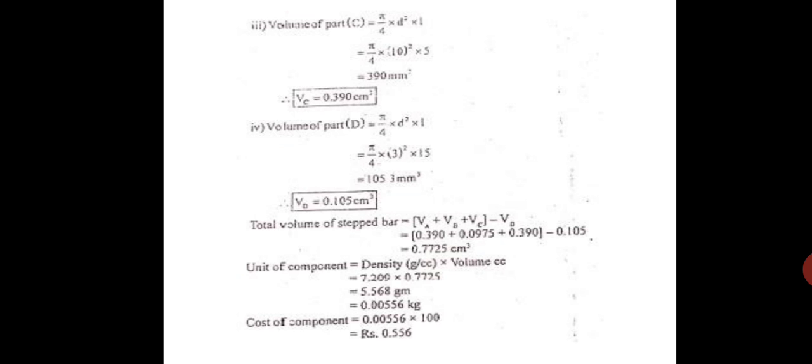So this way you can solve the problem. We find out the volume of various parts, part A, part B, part C, add them, and then deduct the volume of the hollow part, that is part D. Then we know the relation density is equal to mass by volume. So mass is equal to density into volume. Density is given, so you will get the mass in grams. You divide that by 1000 to get kgs, and then multiply with the rate of the cast iron given per kg. You will get the cost of the component.